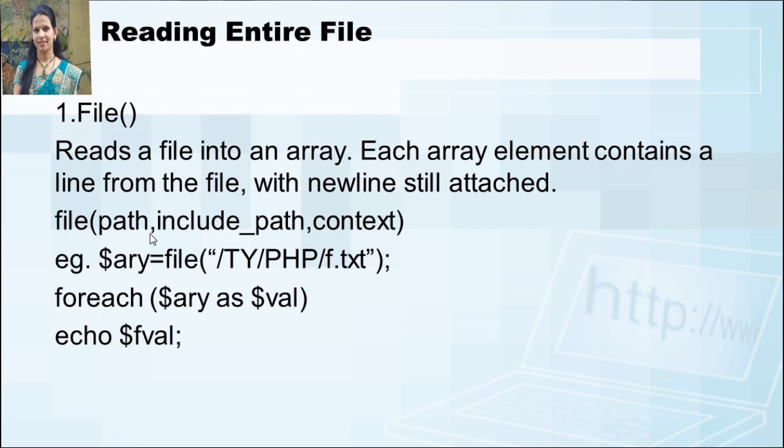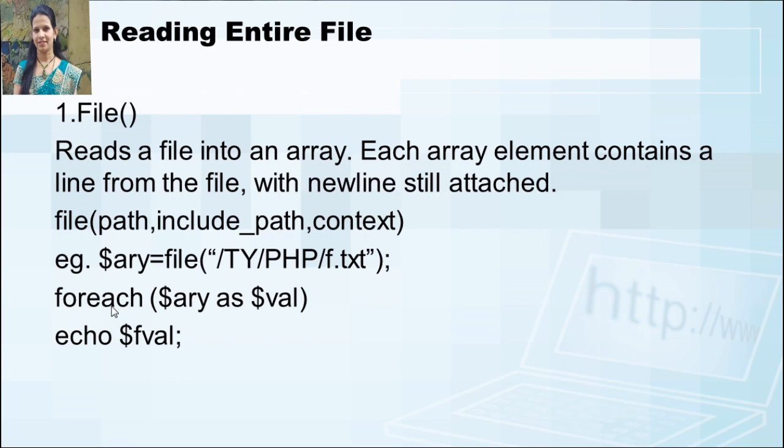File path. Here you need to provide the file path, then the include path and the context. But only one parameter is compulsory. Which parameter is compulsory? You must provide the path, and the other two are optional. So for this function, file.php, f.txt is the path for the file. Then store this inside the array.